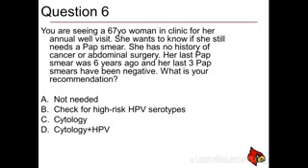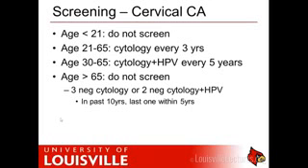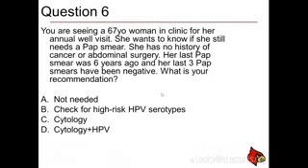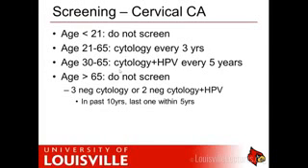This one is tricky because we can go through this, that if women are over the age of 65, you don't screen, but there's a caveat to this. If they've had 3 negative cytology or 2 negative cytology plus HPV, the last one has to be within the last 5 years. Her last one was 6 years ago. You might get something similar to this, maybe not exactly as nitpicky as this.